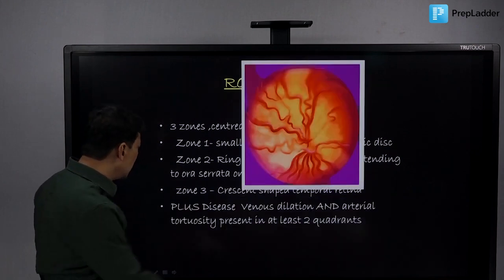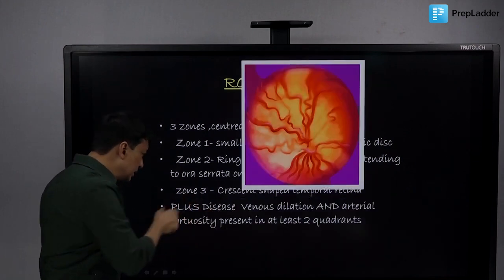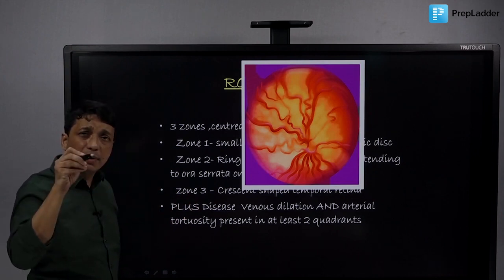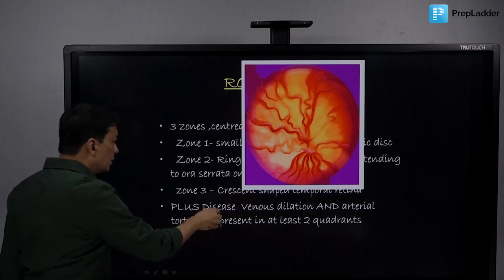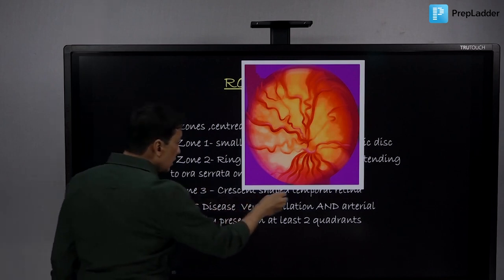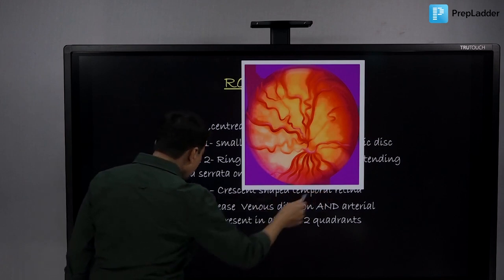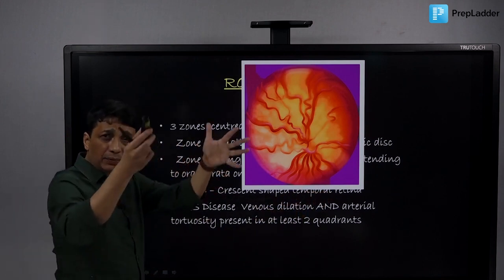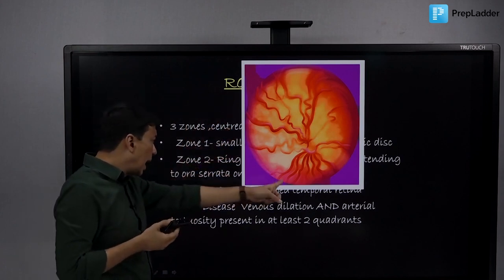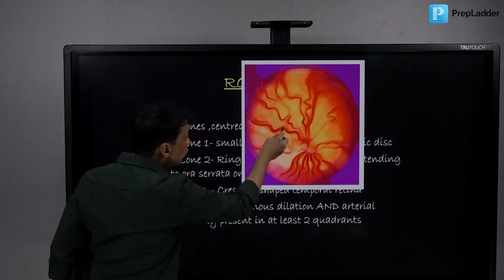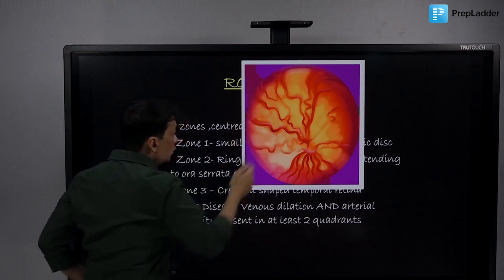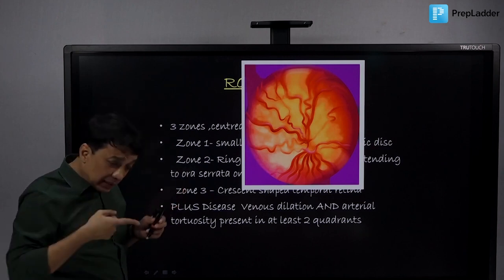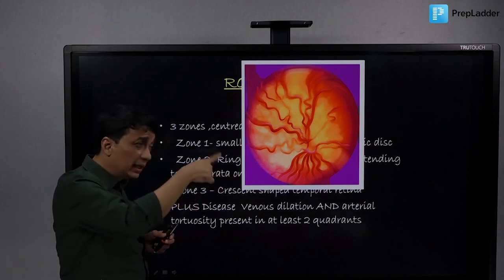The next term, which is very important, is plus disease, because we write the word plus. So if we have a stage 3 with plus disease, we write stage 3 plus, or 2 plus, or whatever. And what is that? The definition you must remember is venous dilatation and arterial tortuosity, both of them, not one, but both. So veins get dilated, they become expanded, and arterial tortuosity means that they're very corkscrew-like. Look at the tortuosity. There are two types of vessels: the veins get dilated, and the arteries get tortuous, corkscrew-like.